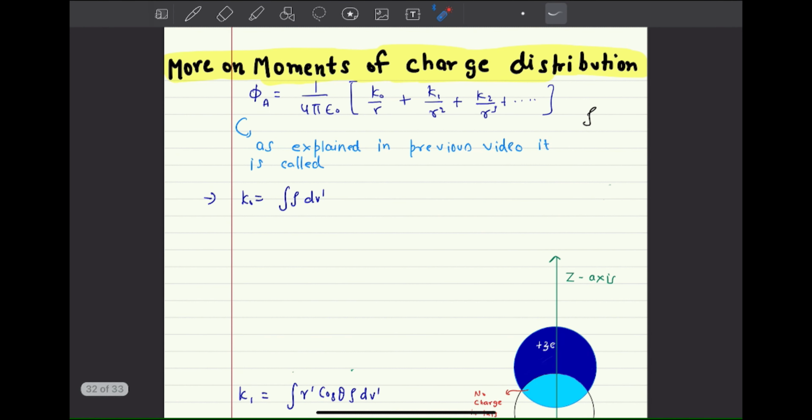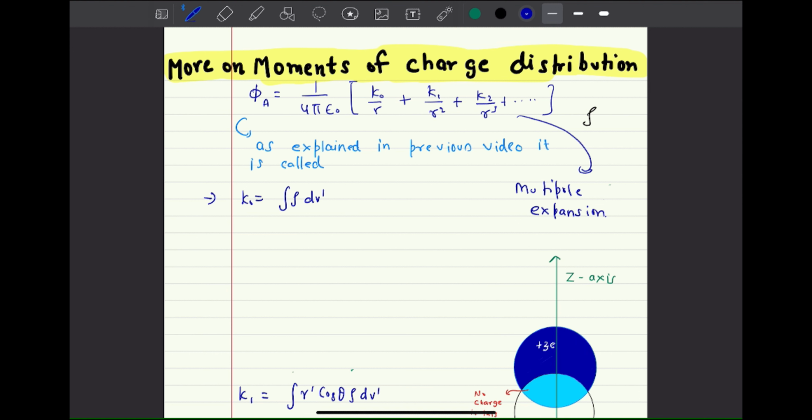In the previous video, we talked about moments of a charge distribution. Here, we are going to extend our discussion on this topic. Last time, we saw that the potential at a point A due to some charge distribution rho can be represented in the form of a power series. This power series is called multipole expansion.